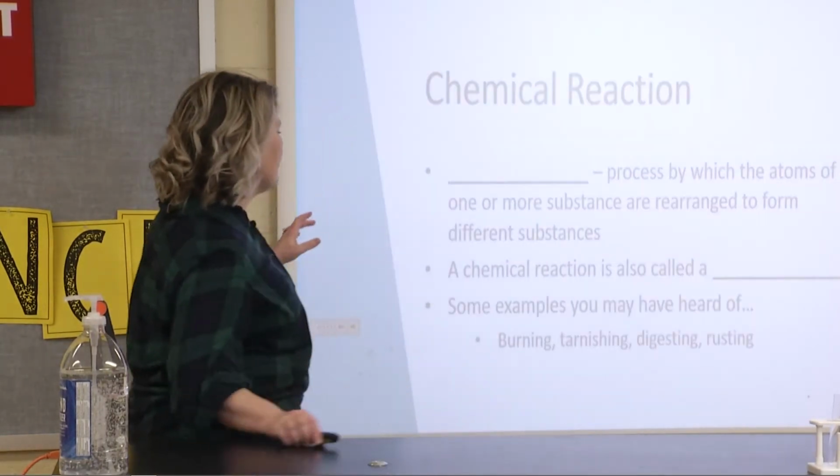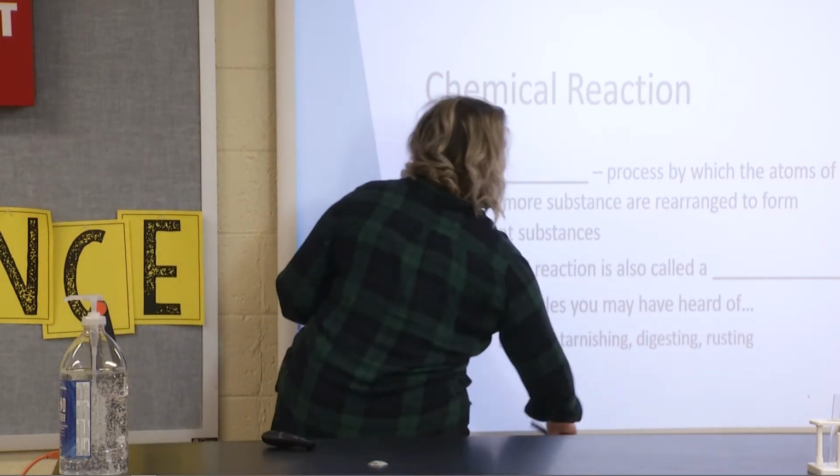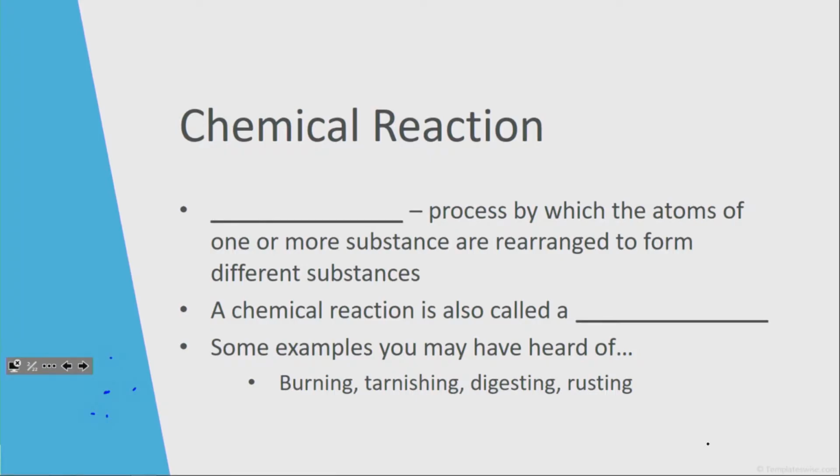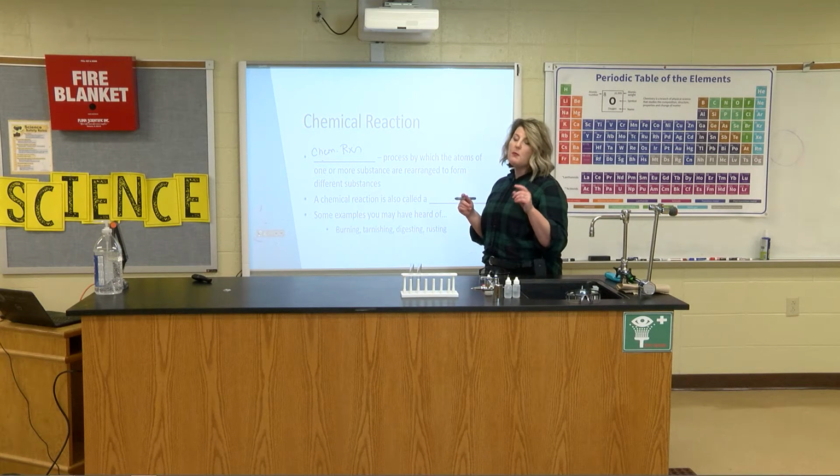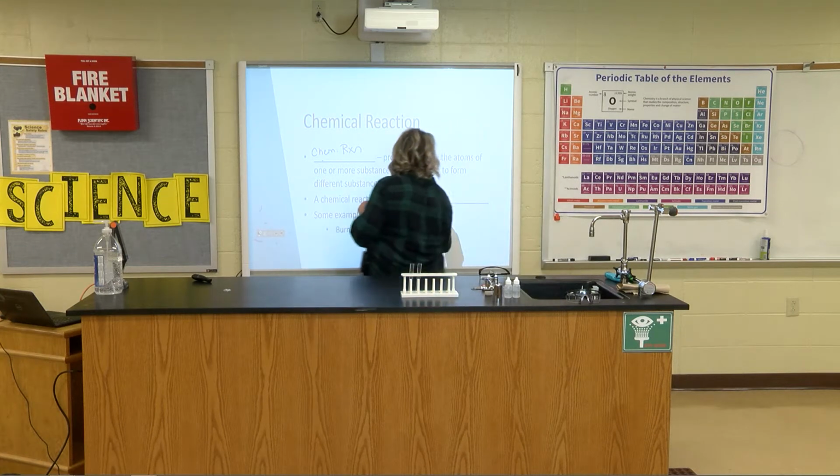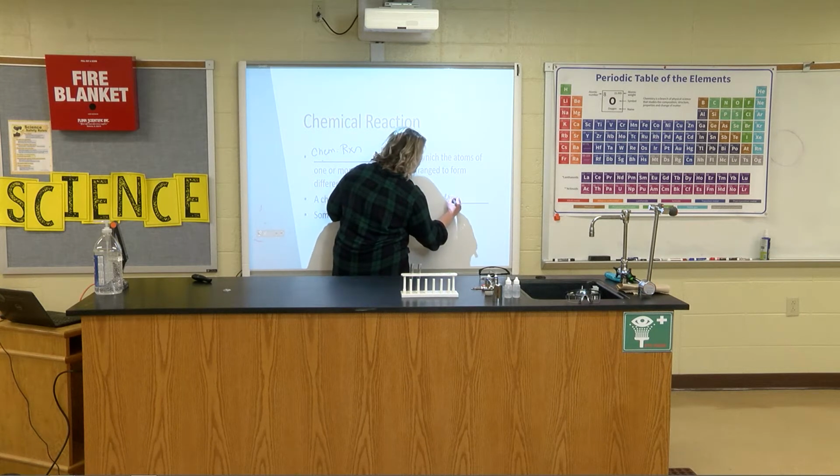Okay, so chemical reactions are just when you take the atoms of two things and you put them together and you kind of mix them up in a blender and they rearrange and form something new. So a chemical reaction is when you take stuff and basically you form new stuff. Okay? Now you've heard of this before. You may not have heard it called a chemical reaction, but what you have heard it called is a chemical change.